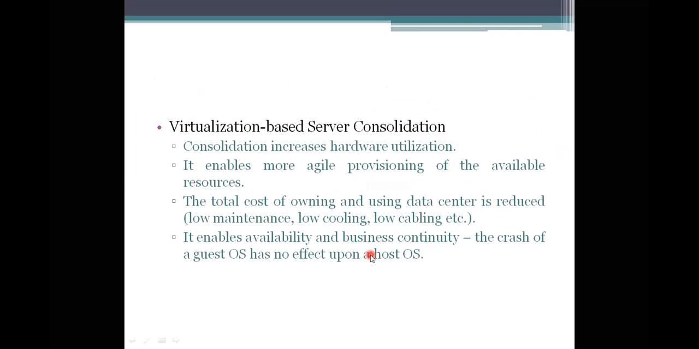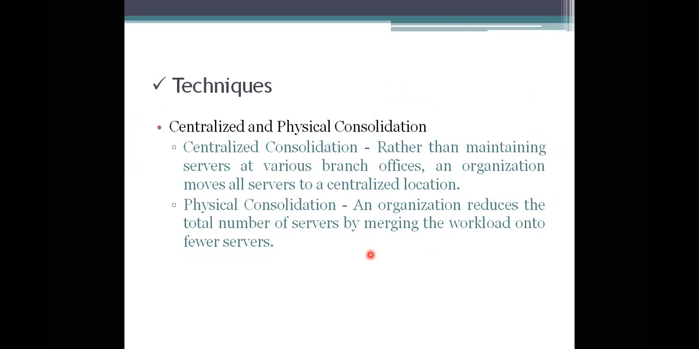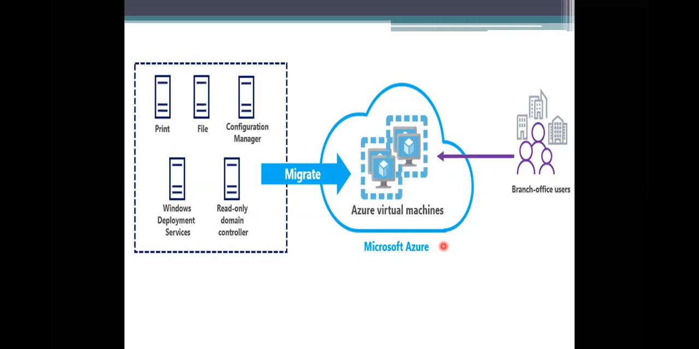And we also have another one, physical consolidation. In this physical consolidation, the workload that the organization takes will be merged into fewer servers. In this example, we can take the print and file services into one environment, then the configuration manager and the read-only domain controller into one environment, and the vendor's apply services into one environment. Meaning we are reducing the server count in the physical one.